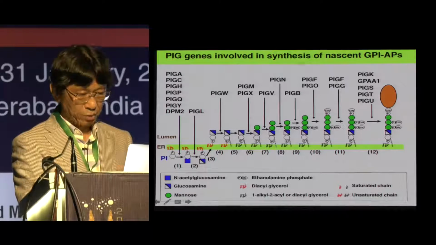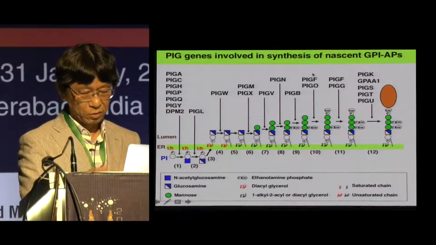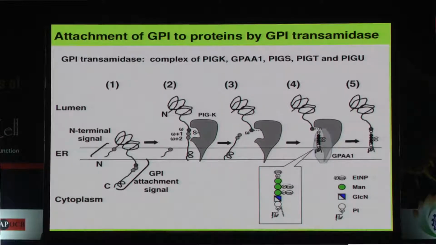So these are the PIG genes involved in the synthesis and transfer to the protein. The attachment of the GPI-anchor to the protein is mediated by the GPI transamidase. And the human GPI transamidase is a complex of 5 proteins, PIGK, GPAA1, PIGT, PIGS, and PIGU. And the GPI-anchored protein precursor has the GPI attachment signal sequence at the carboxy terminus. And this signal is recognized by the GPI transamidase. And one of the components, PIGK, is a cysteine protease-like protein. It has the catalytic cysteine.